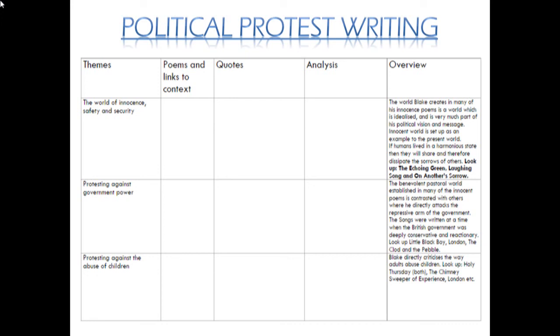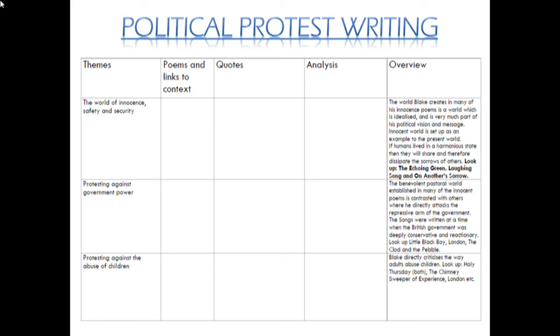It's quite simple. The first theme was the world of innocence with its safety and security. Which poems do you think most acutely capture that idealistic, almost model of change that needed to take place? Which poems would you choose for that? What quotes do you think are really beautiful in capturing the portraits of beauty and innocence that Blake gives us as models for change? And then just a few points of analysis, just a few ideas for that theme.